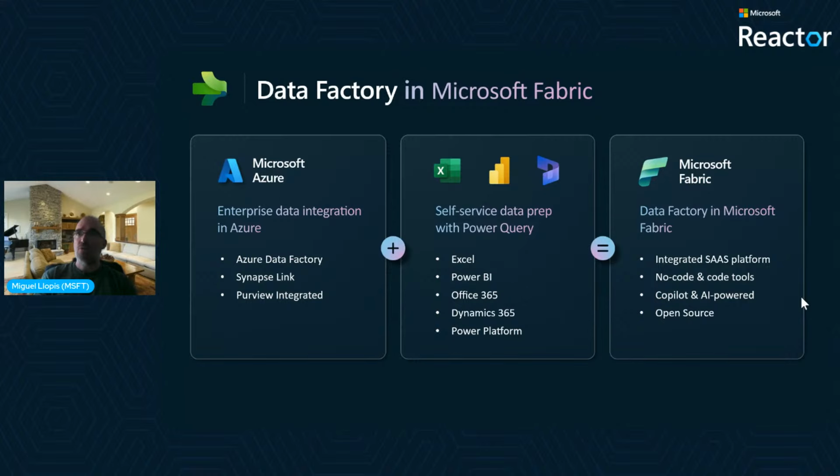And really, our goal with Data Factory and Fabric is to bring together the best of both worlds. So in plain words, bringing an experience that is as easy to use as Power Query has always been, but as powerful as our enterprise data integration capabilities in Azure have been. And doing that within an integrated SaaS platform that is Fabric, that provides no code and also code first capabilities, and that embraces AI capabilities and Copilot, and effectively boosts the user's productivity through AI experiences, and that also embraces open source.